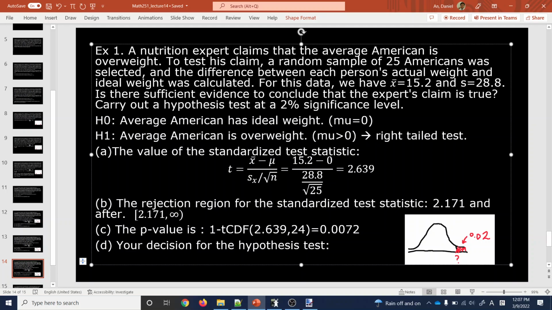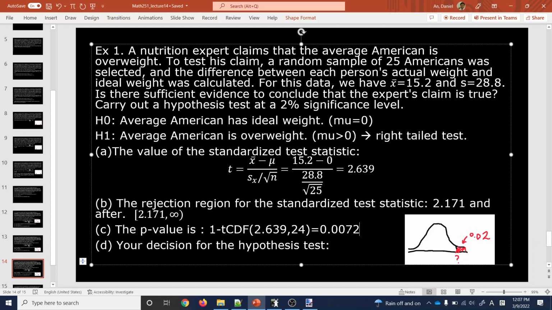Yeah, you have a question? The question was, we didn't do the CDF last time. You're correct, we did not do CDF last time. You only do CDF when you're trying to get the p-value, right? When you're trying to find the critical value, use the inverse, so inverse norm or inverse t depending on which distribution you're using.